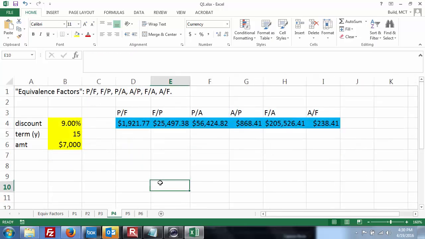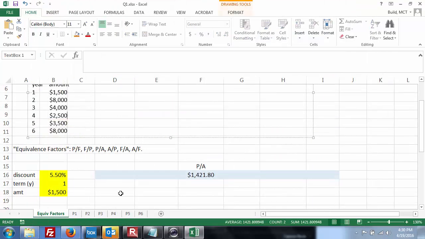So the present value is going to be less than the future value because the amount is increasing. It's going to be worth $1,500 in the future, so it's $1,400 now.